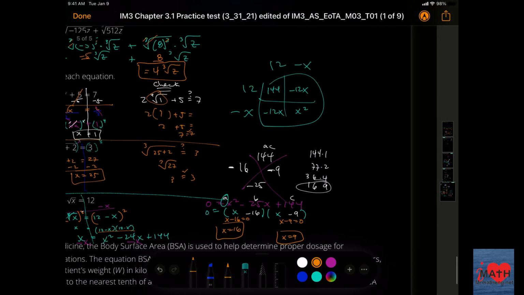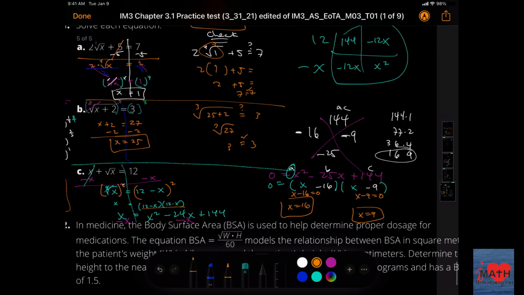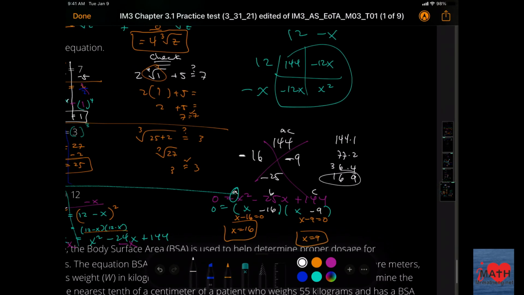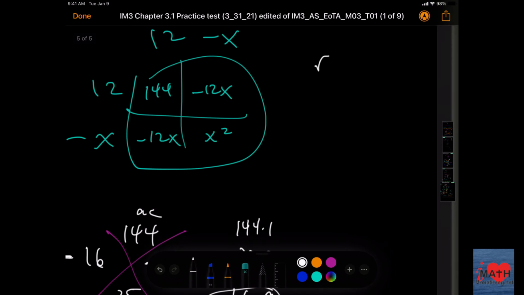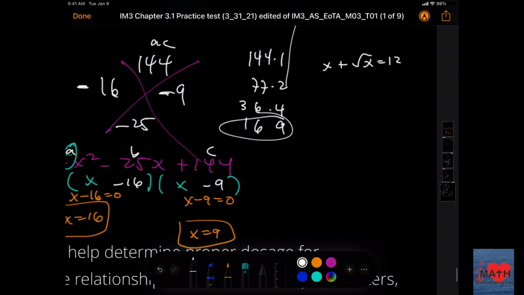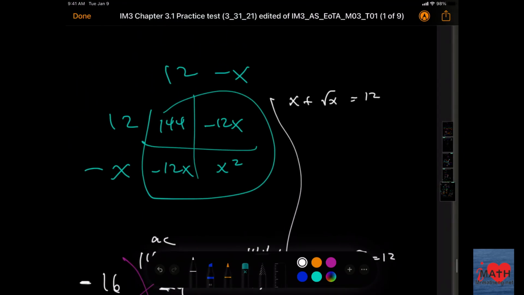Guess what? You need to check your answers. I know. So let's do it over here. Square root of x plus x, and I'll do it twice. So our two solutions were 9 and 16. All right, let's try 9.